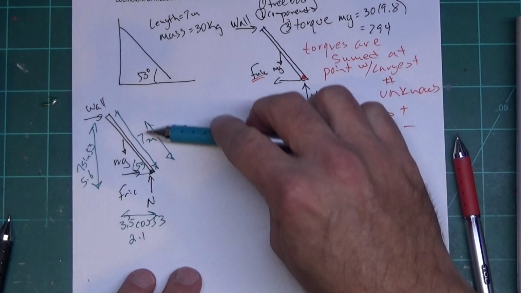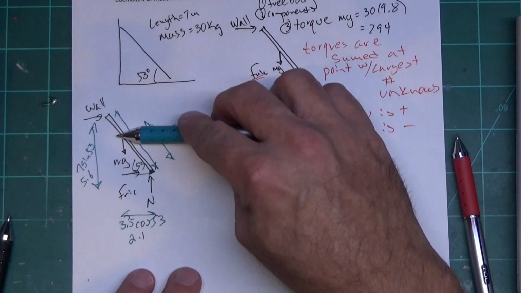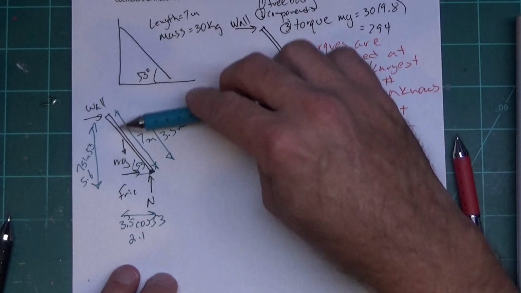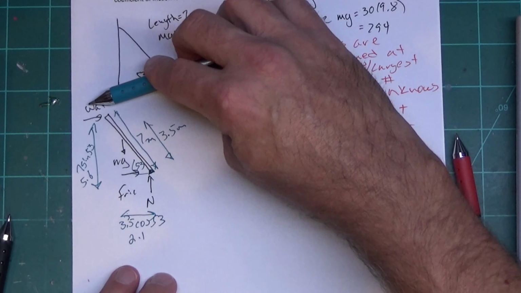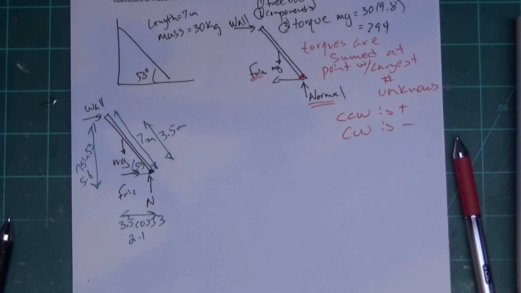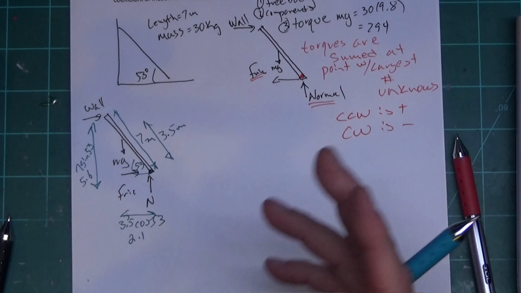And this is because this distance here is for the weight, and it's halfway across the beam. That's why this is 3.5. This force up here is along the whole beam, so this is 7, because the length along the beam is 7. So I got my distances calculated. I've got my free body drawn, so now I can actually do torques.